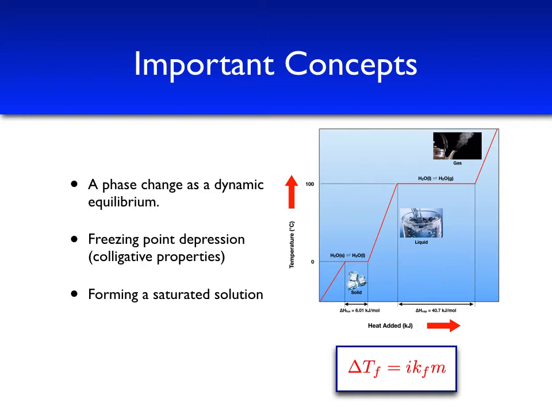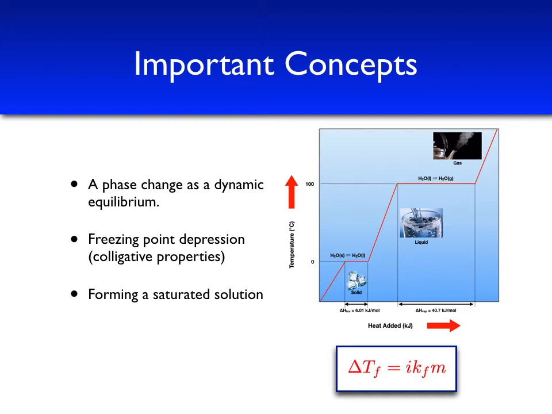We note that the change in the freezing point temperature, delta Tf, depends on 3 factors. The first factor, i, is called the van 't Hoff factor, which tells us the number of moles of solute particles that are formed per mole of solute added. For sodium chloride and ammonium chloride, which are used in this experiment, i is equal to 2. That means that 2 moles of particles are formed when 1 mole of each salt dissolves in water.